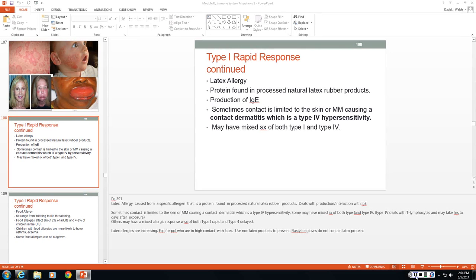Can you imagine, if somebody has a latex allergy, putting a latex Foley in them? It wouldn't be a pretty sight. So there are latex-free Foleys and other equipment. A lot of times now, most companies are making everything latex-free just to make sure that there is no allergic reaction going on.